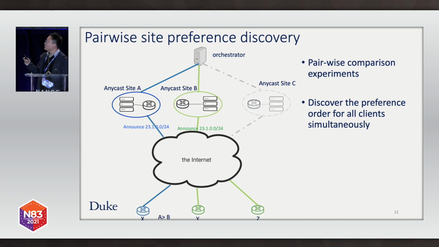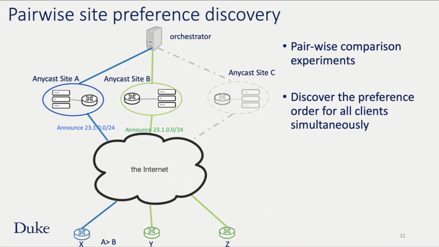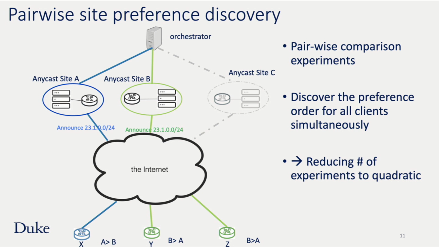Based on that, we know that for client X, the pairwise comparison result is that client X prefers Anycast site A over B. But the other 2 have another preference order: they prefer Anycast site B over A. This allows us to reduce the number of experiments to just quadratic in the number of Anycast sites, rather than exponential.